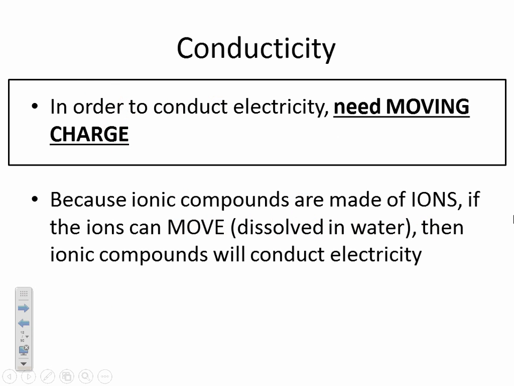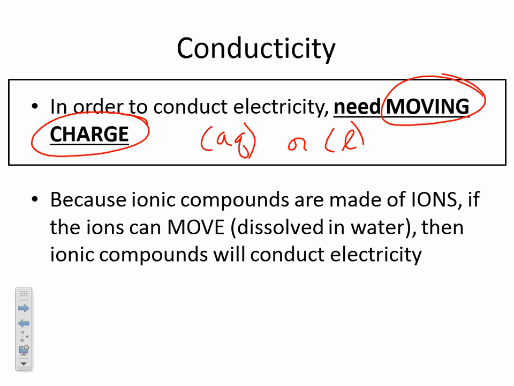Now, conductivity. This is a big point. We're going to look at conductivity at several points throughout the year. In order to conduct electricity, there are two requirements. You need to have a charge, and the charge needs to be able to move. So you need a moving charge. So first of all, you need something that has a charge, and you need a phase of matter that will allow it to move. Those phases of matter are aqueous or liquid. In a solid, the charge can't move.